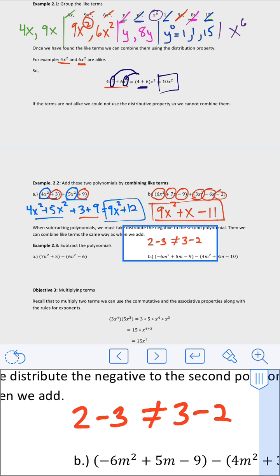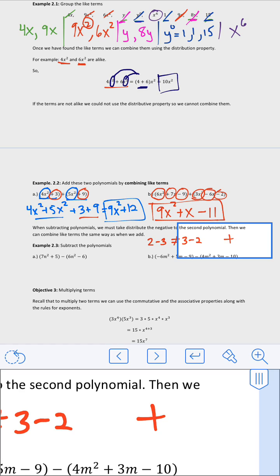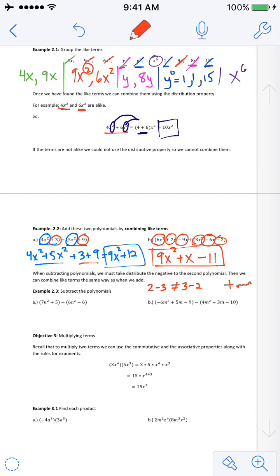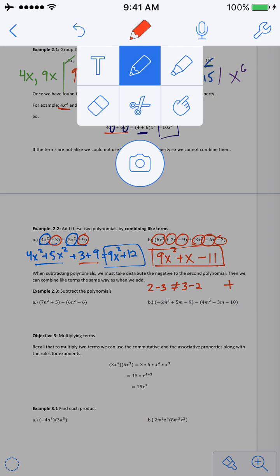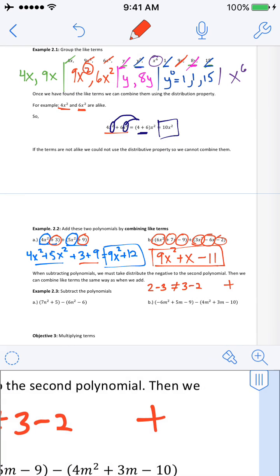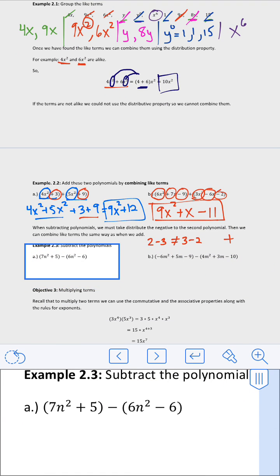So because of that, we have to manipulate a little bit, just a little bit, so that instead of a subtraction problem, we have an addition problem. Addition is much easier. So addition is what we're aiming for. We aim to change it into an addition problem so that we don't have to deal with subtraction. In order to do that, I'm going to distribute this negative in the second binomial. So in this problem here, I have 7n squared plus 5 as a binomial, minus this entire second binomial, 6n squared minus 6.